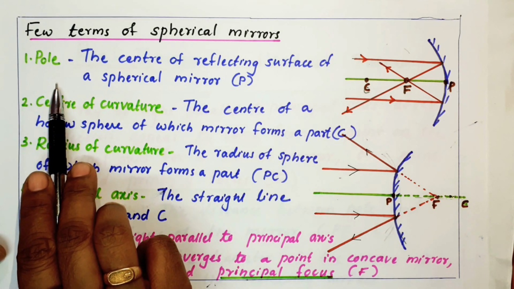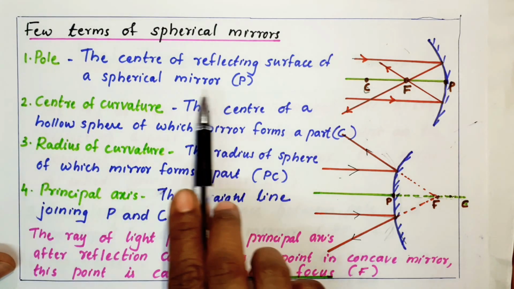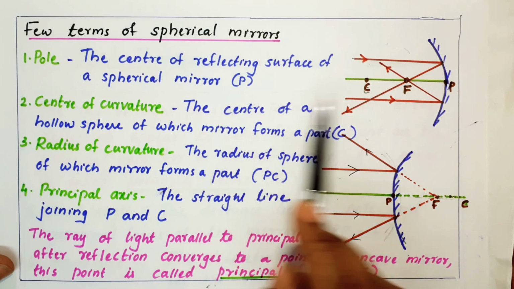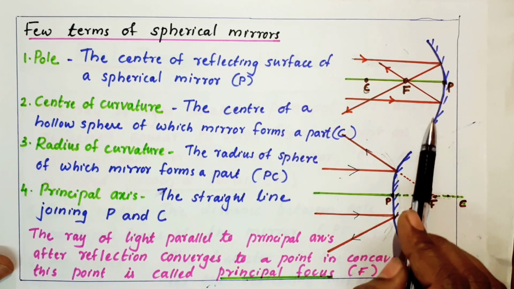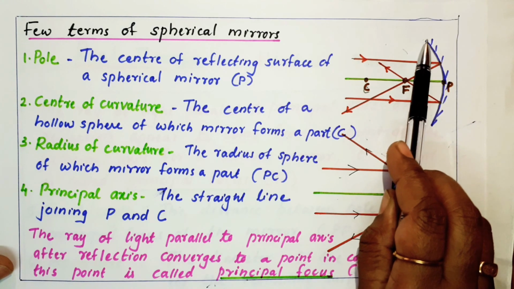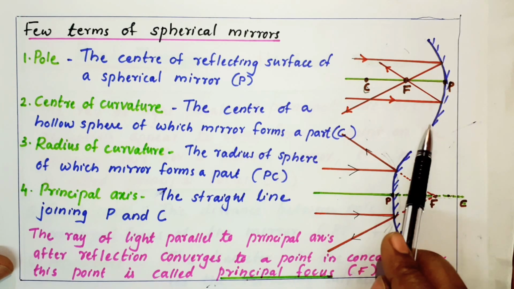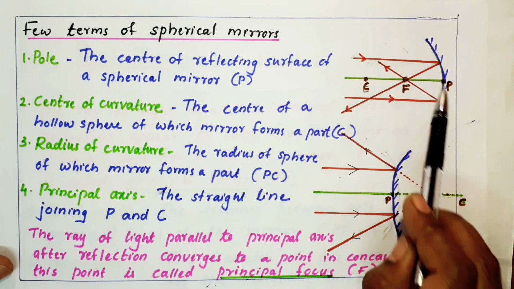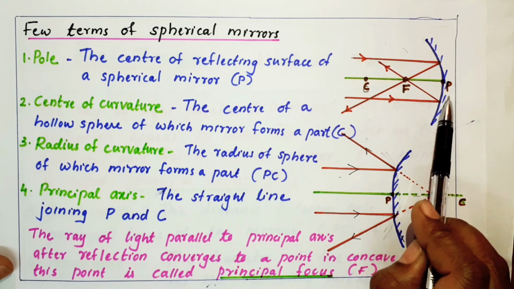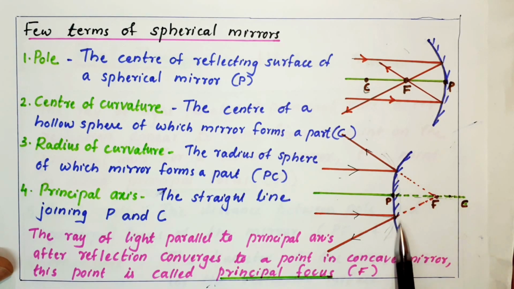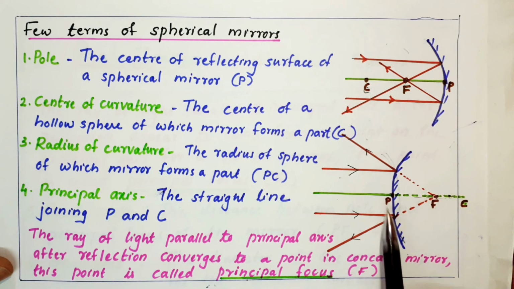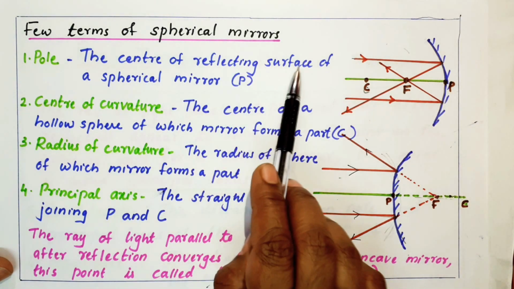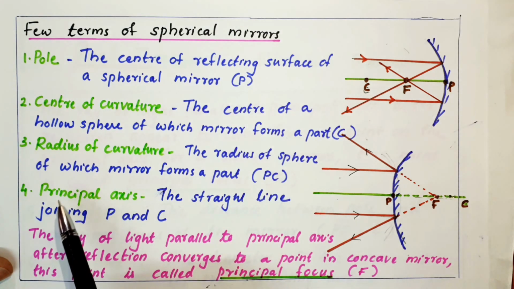So I want to explain a few terms of spherical mirrors. The first term is called pole: the center of the reflecting surface of a spherical mirror. It means the mirror is from this part to this part, right? From this blue colored one, from this part to this part. So the almost center region is this. I marked a P. This is called pole. For this also you see almost center is called pole. So pole is the center of the reflecting surface of a spherical mirror.